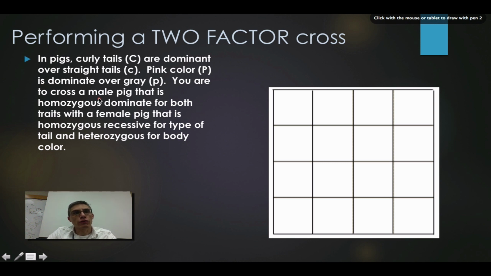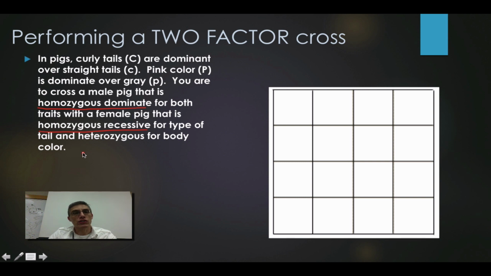So if you notice in this particular first cross that we're going to do, in pigs, curly tails, capital C, are dominant over straight tails, which is going to be your lowercase c. Now the pink color, capital P, is going to be dominant over the gray color in these pigs, which is going to be your lowercase p. So in this case, what you're supposed to do is you are supposed to cross a male pig that is homozygous dominant, so again you got to read your problems very carefully for both traits, and a female pig that is homozygous recessive for both traits, so both the type of the tail and for body color.